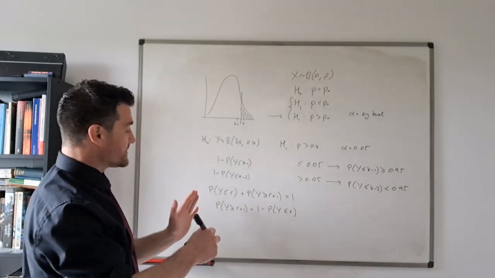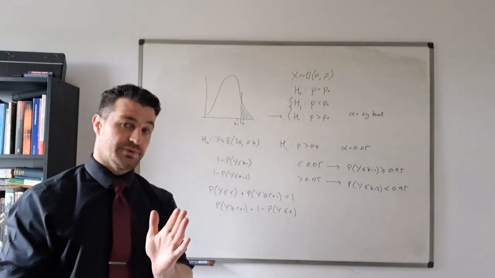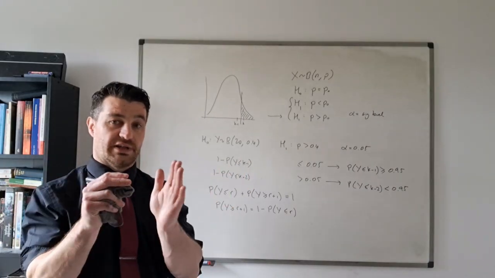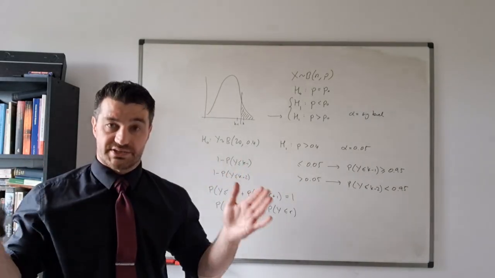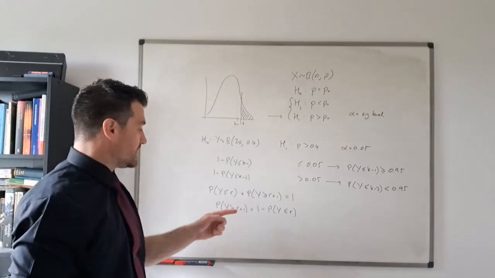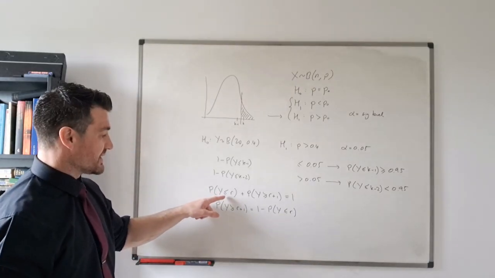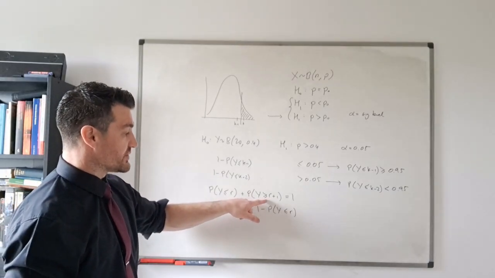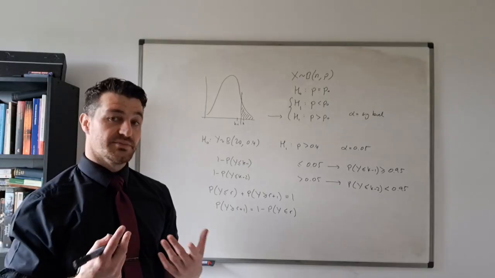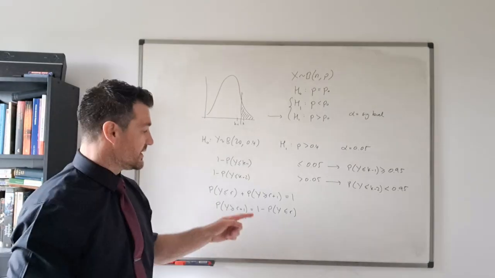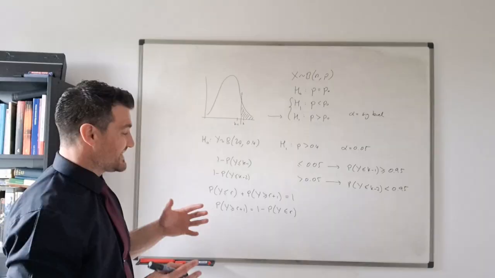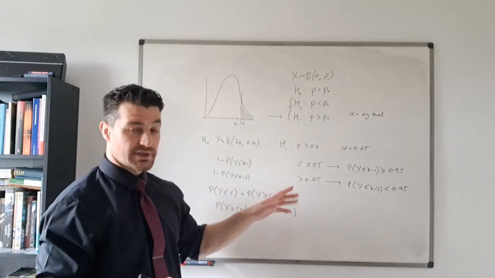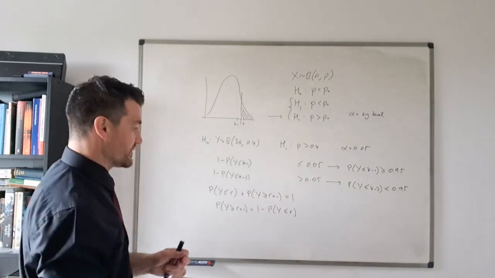For a binomial distribution, you can split all of the possible outcomes into two mutually exclusive events: the event that you get an outcome that is less than or equal to r, and the event that you get an outcome that is greater than or equal to r plus 1. These are mutually exclusive events. So the total probability is equal to the sum of their individual probabilities, but their total probability is also equal to 1 because it accounts for all possible outcomes.